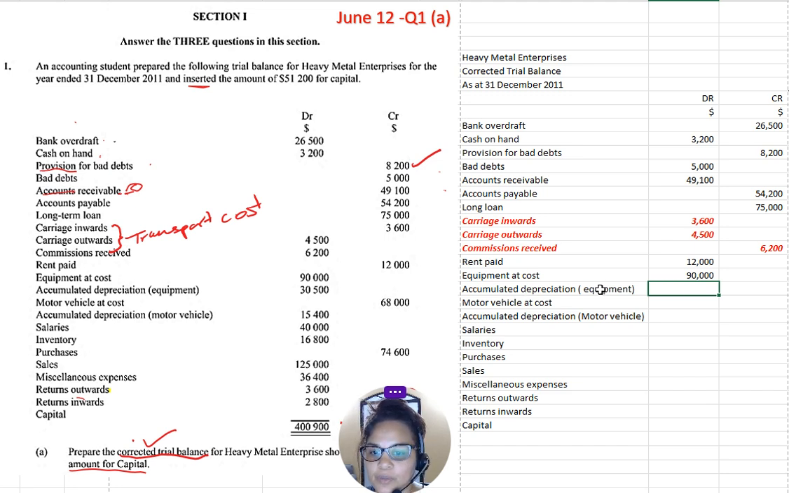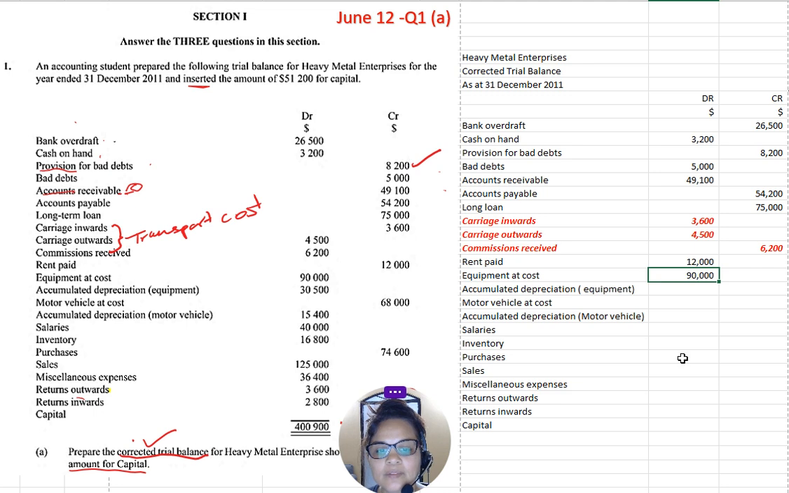Accumulated depreciation for your equipment. Now, we treated the accounts receivable as a debit account, and because we make a provision for the bad debts, this still has to be minus from the accounts receivable. So that is the reason why the provision has to be in credit and the accounts receivable has to be in debit, because this will eventually be minus from here in your balance sheet.